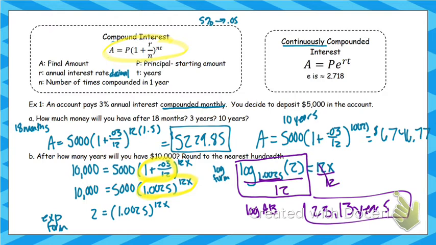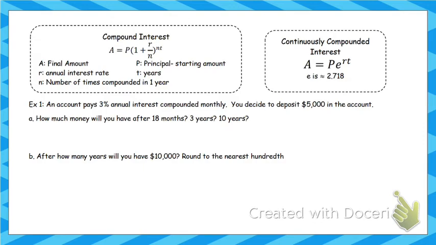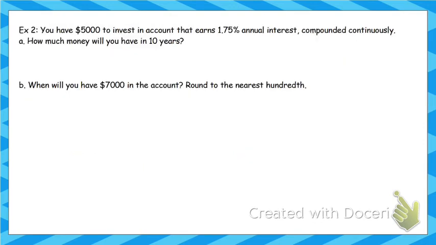All right, let's look at a few more. So this time we have $5,000 to invest in an account that earns 1.75% annual interest. This time we see the phrase compounded continuously. That is our clue that we're going to use the Pert formula. So how much money will you have in 10 years?